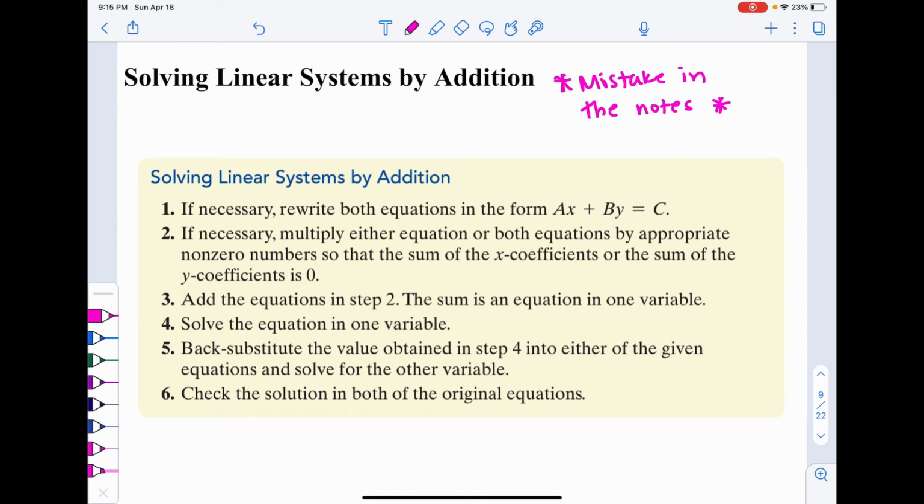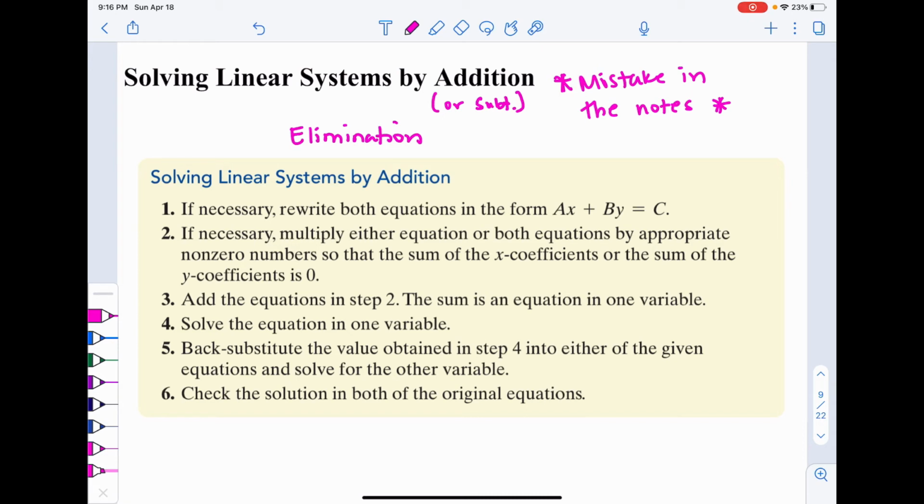So it talks about solving a linear system by addition. I would also say or subtraction because it depends on how you set up your problems, whether you add or subtract the equations. Back in Algebra 1, we called this elimination. So the steps that go about solving by elimination or solving by, as they call it, addition. It says number 1, if necessary, rewrite both equations in the form ax plus by is equal to c. Number 2 says, if necessary, multiply either equation or both equations by appropriate non-zero numbers so that the sum of the x coefficients or the sum of the y coefficients is 0.